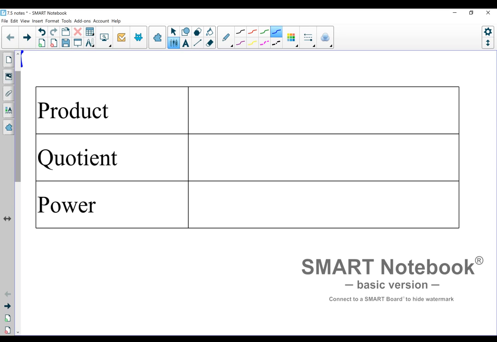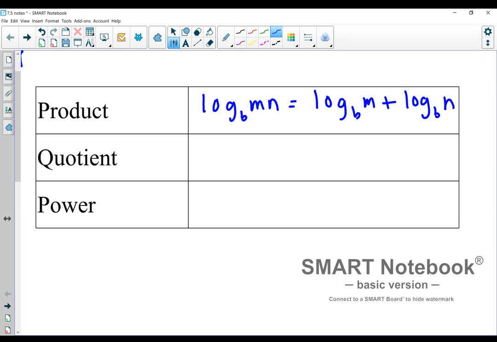So here's our product rule. If I have a log, let's say log base b, of two things that are multiplied, say m and n, then I can break this up and say that it's the log base b of m plus the log base b of n.